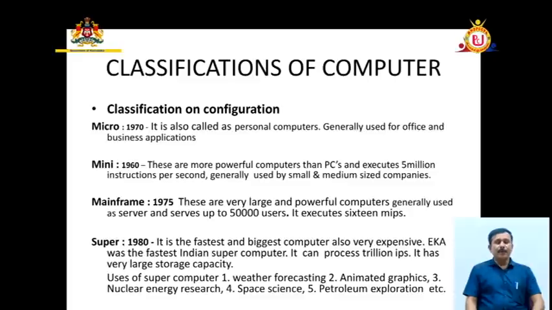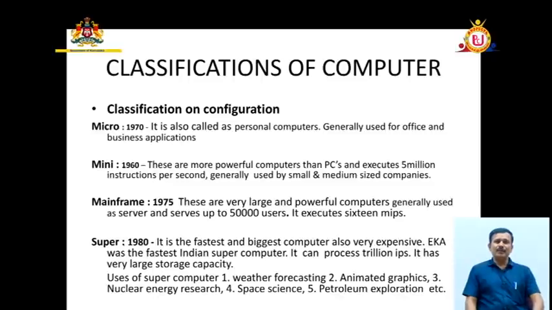Next, we'll move on to mainframe computers. See, mainframe computers are very large and very powerful computers, generally used for server applications. See, in networking concepts, we have client-server technology. We have two network types, one is peer-to-peer network, another one is client-server network. When it comes to client-server network, most of the clients send a request to the server. The server responds to the client's request.